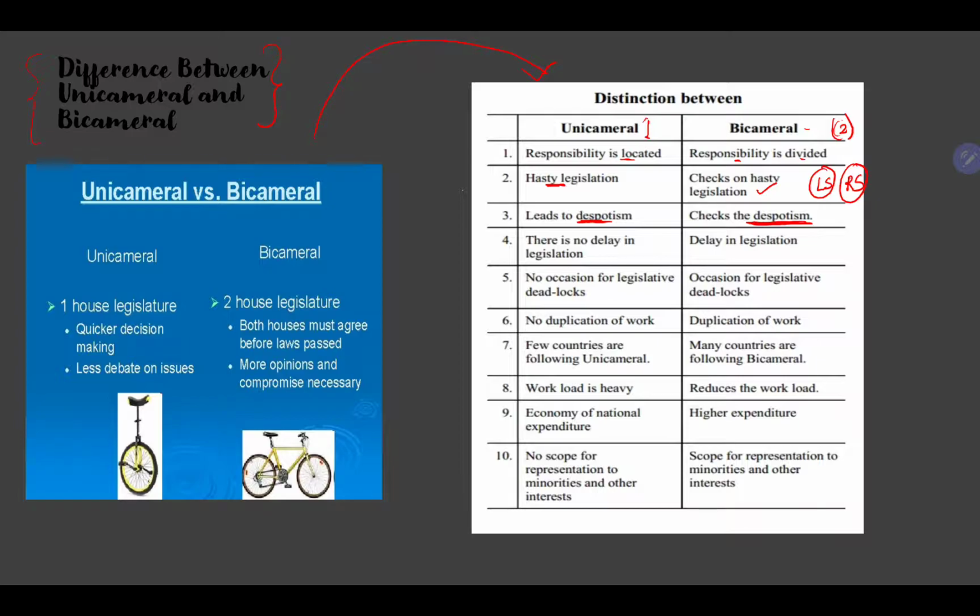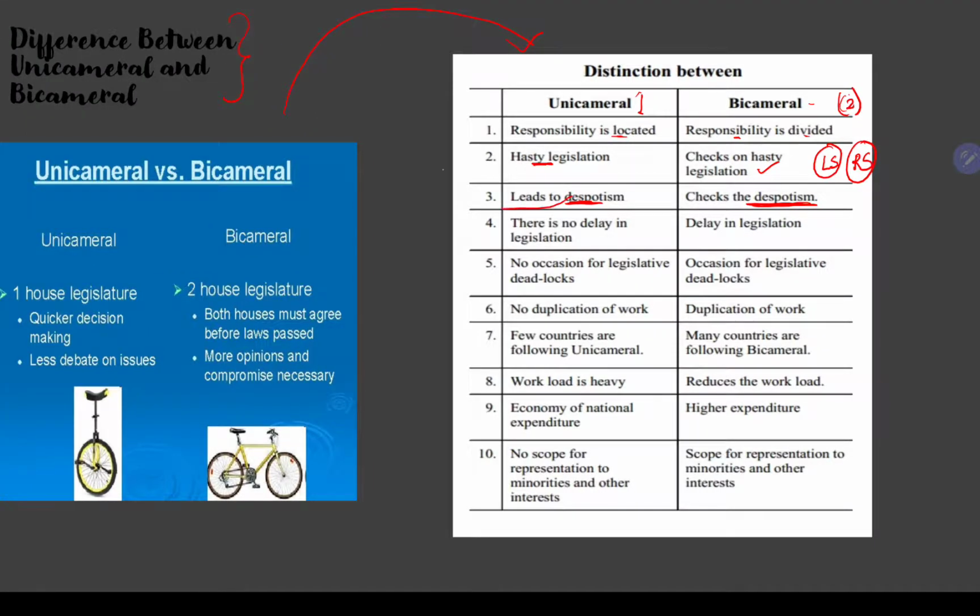Despotism means a form of government where the ruler acts as a dictator. Okay, so unicameral leads to dictatorship, but bicameralism checks despotism.